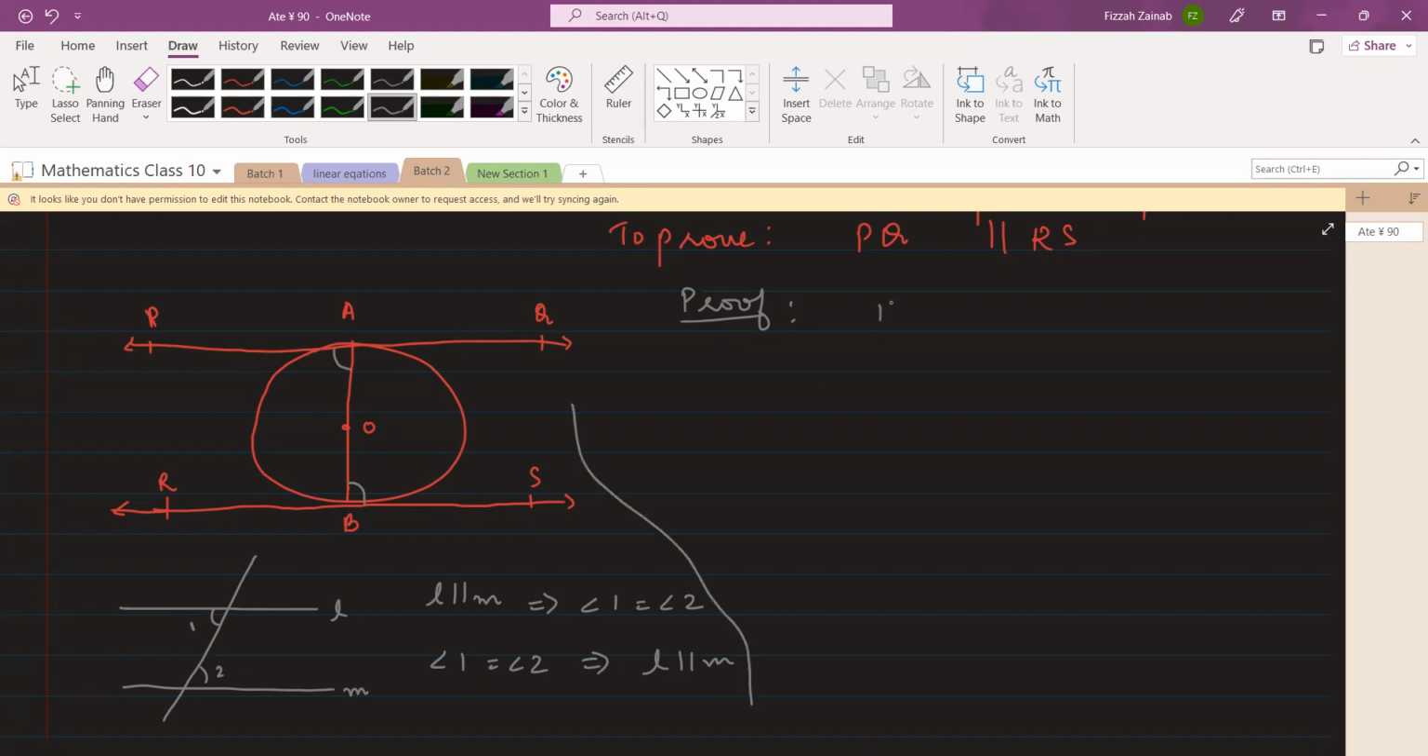So one by one, PQ is a tangent. You can give some name, angle 1 and angle 2. So PQ is a tangent, right? So therefore OA is perpendicular to PQ. Please write the theorem, okay? I'm not writing it again and again. You can write PQ. Okay, OA is perpendicular to PQ and therefore angle 1 is 90 degree, right?